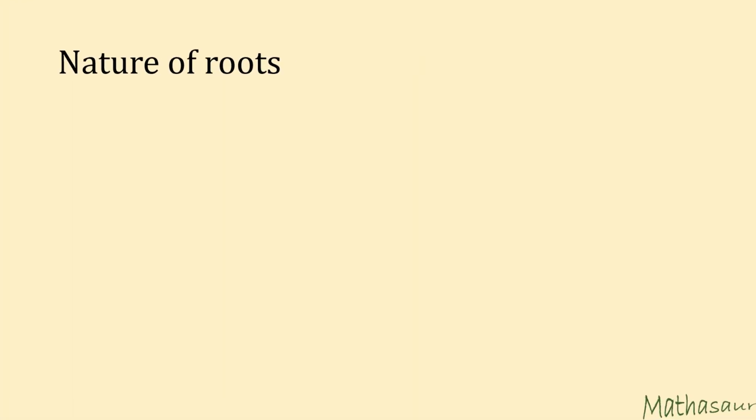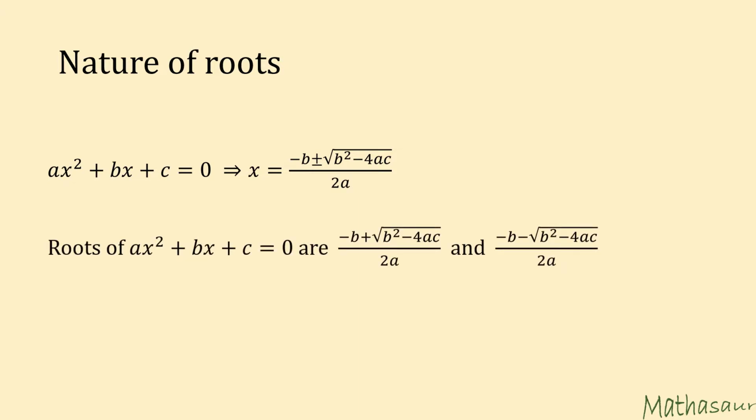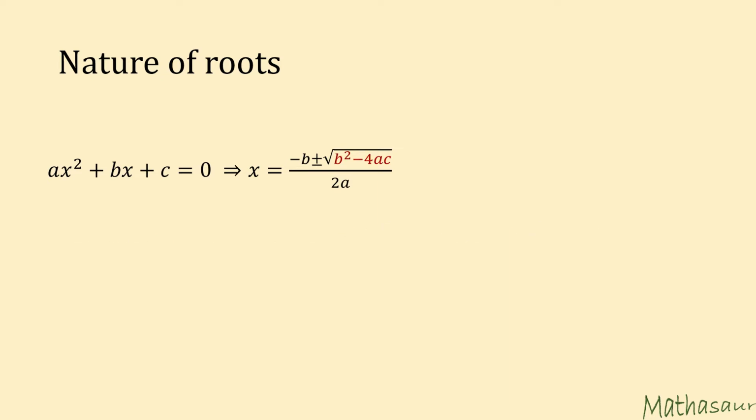Today let us look at nature of roots of a standard quadratic equation. We know that for a quadratic equation ax square plus bx plus c is equal to 0, the roots of the equation are given by minus b plus minus square root of b square minus 4ac upon 2a. Now this formula gives us two roots of the given equation, or two values of x that satisfy the given quadratic equation.